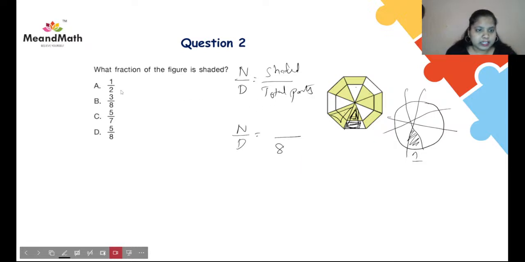So first we'll eliminate the options that we don't need. We see that option A has 1 by 2. So clearly that is not the answer because in the denominator we should have 8. And then we can see 3 by 8. Is that the answer needed? It is one of the options, so we'll keep it. And the next one you can see 5 by 7, in which the denominator has 7 and not 8. So clearly that is not the answer, right? So we'll eliminate this option also. And then the next option is 5 by 8. So it could be the answer. We'll keep options B and D for now.